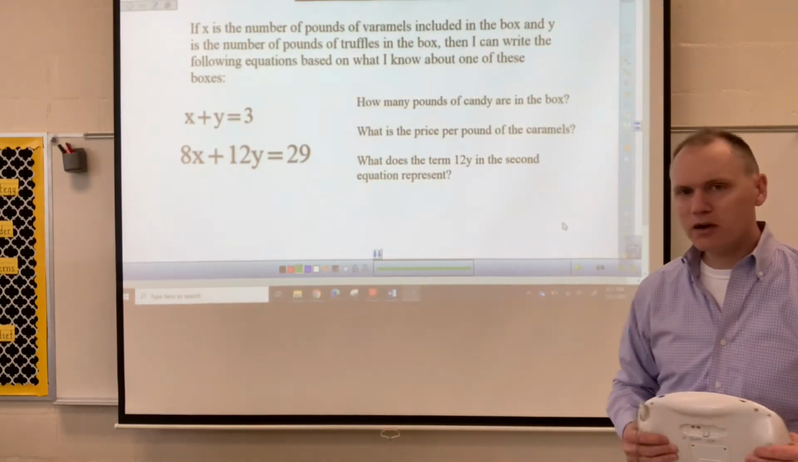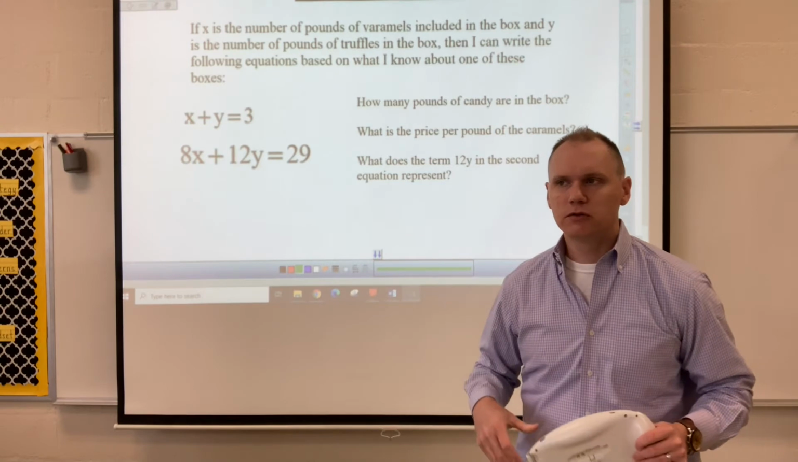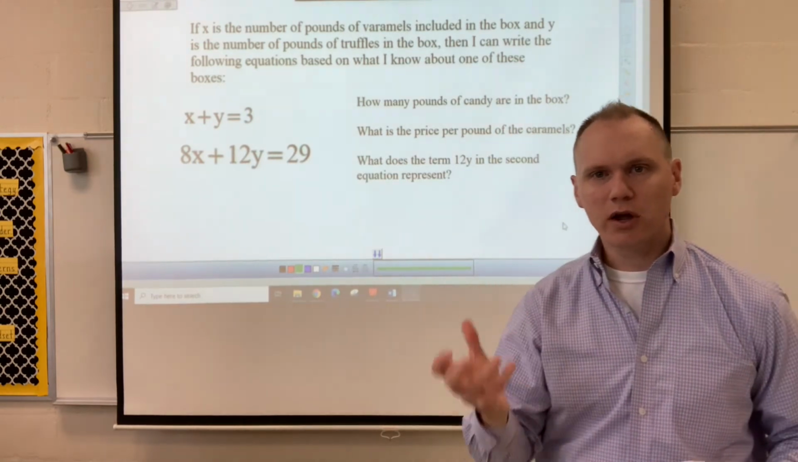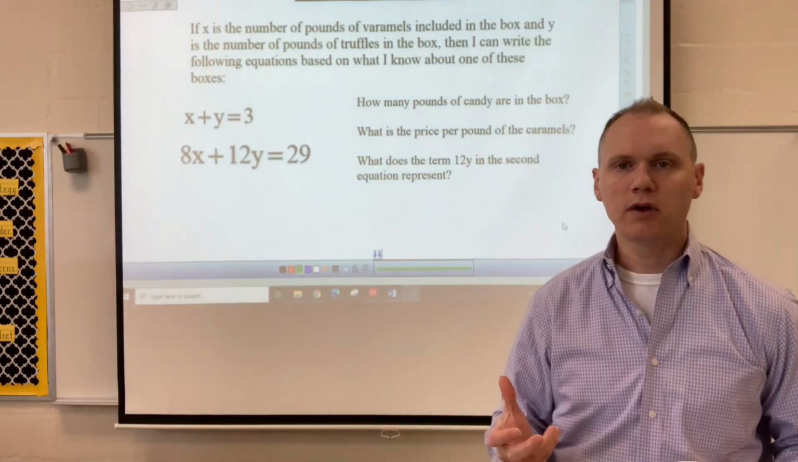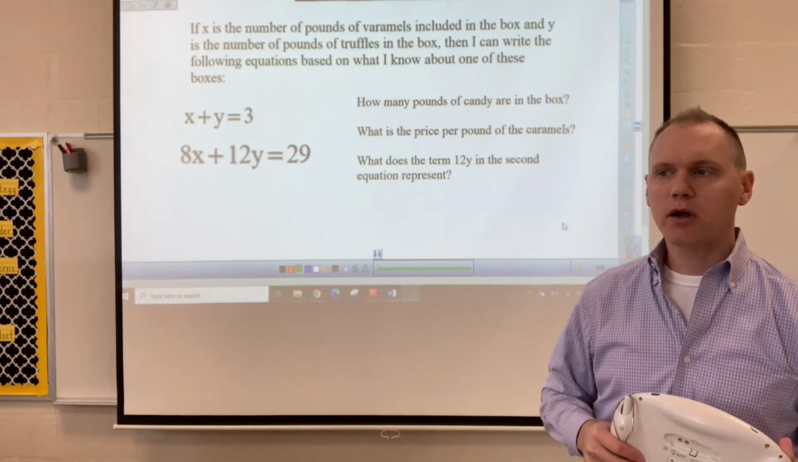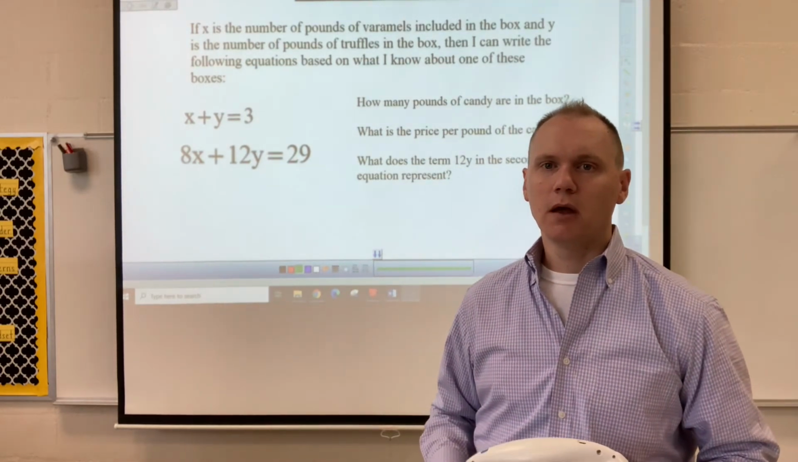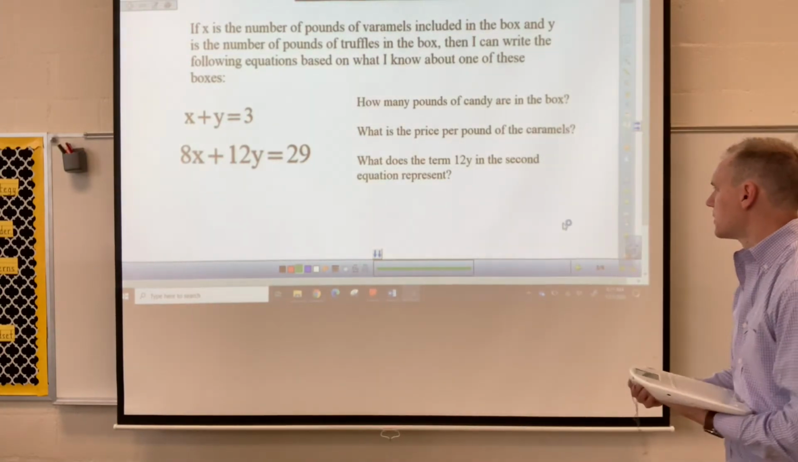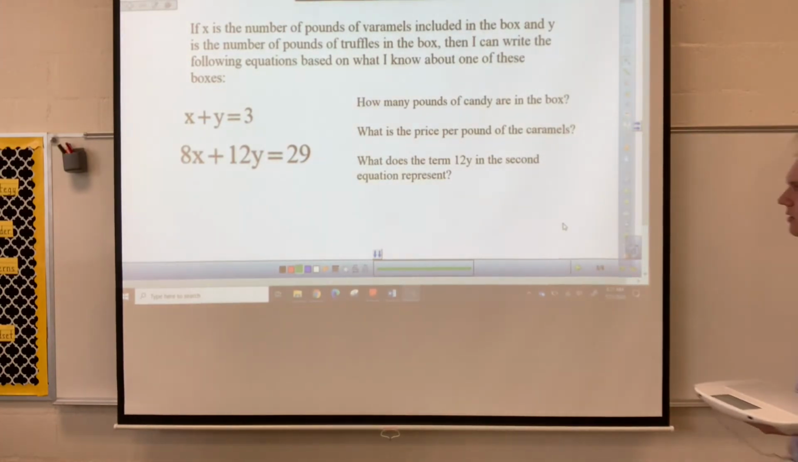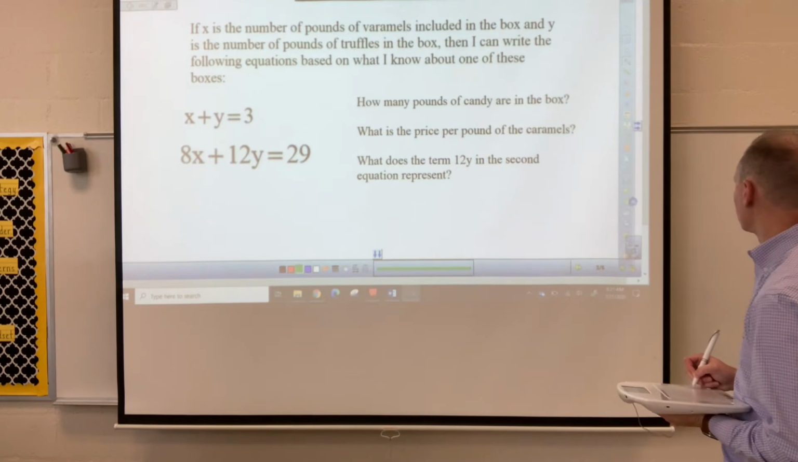And so that's what we're getting at today: dissecting these equations, expressions, whatever we have, and figuring out what each component in that expression or equation means. And that's our goal for today. So hope that gives you an idea of where to start.